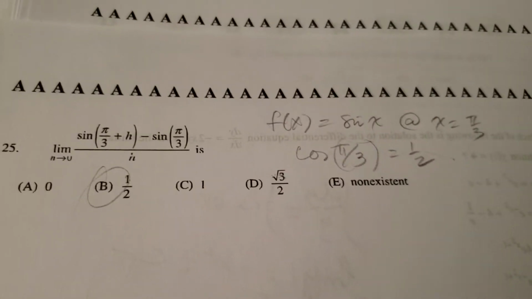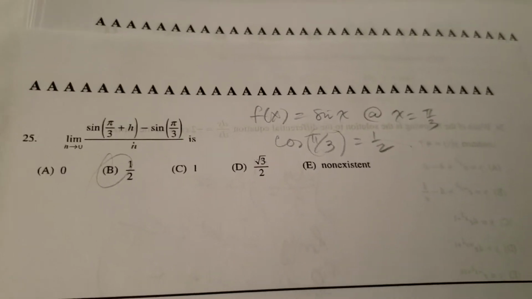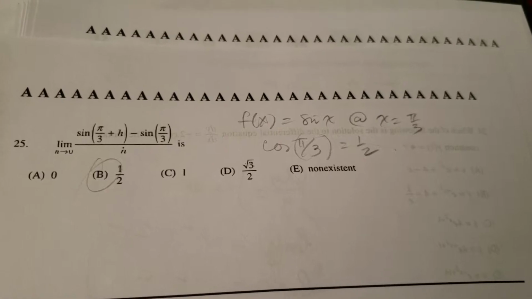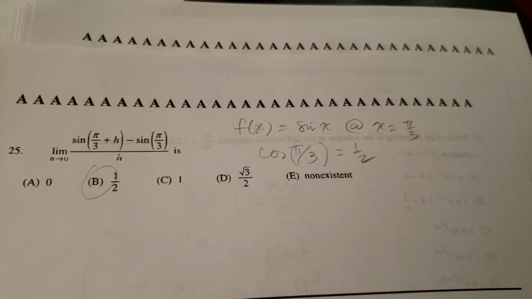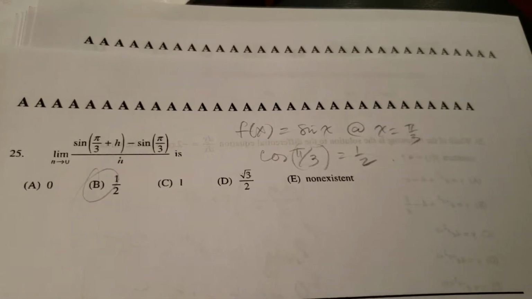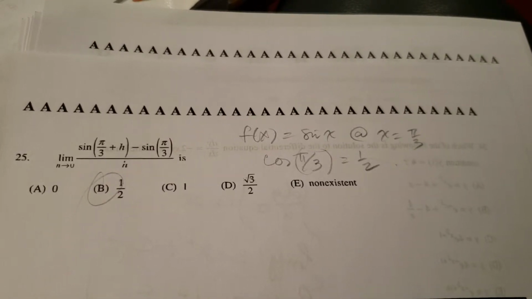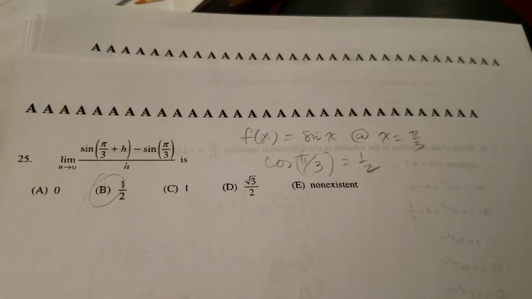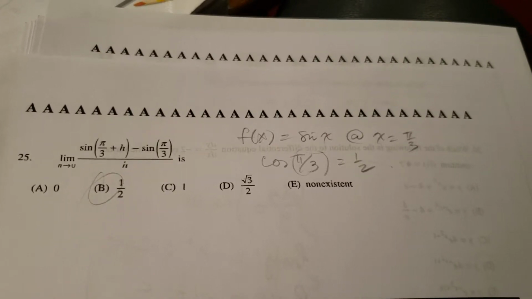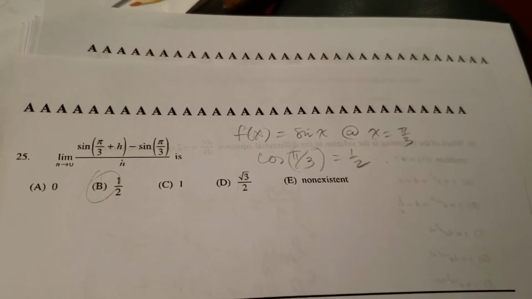Does L'Hopital even work here? So you don't quite get 0 over 0. Cosine of pi over 3 plus h. Yeah, that would work, because you just get cosine of pi over 3, which is 1/2.